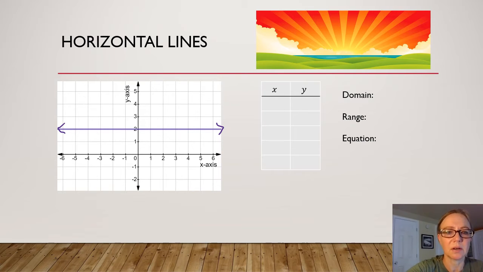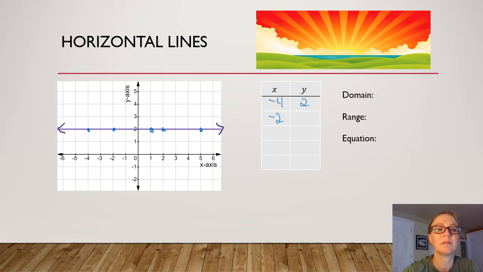Now let's examine this a little bit by looking at some points. So I'm just going to mark a few points on this line, and we're going to put them in this table of values. I think I need one more. So the point on the left has an x-coordinate of -4 and a y-coordinate of 2. The next one has an x-coordinate of -2 and a y-coordinate of 2. The next one is x = 1, y = 2. And then we have 2, 2, and we have 5, 2.